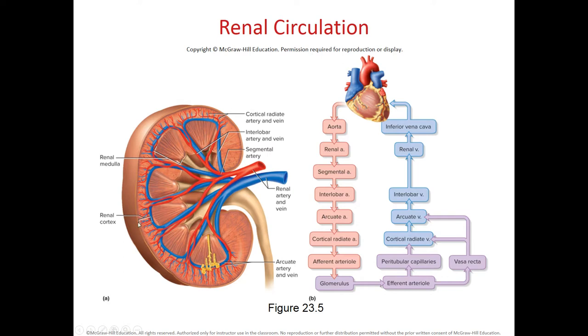And then the afferent arterioles are going to form these capillaries, tuft of capillaries that we will call glomeruli or glomerulus. And then the glomerulus is going to drain the blood into the efferent arteriole. And then the efferent arteriole is going to drain into the peritubular capillaries. And then the peritubular capillaries into the cortical radiate vein. And then the cortical radiate veins, which are these ones in blue, are going to drain into this arcuate vein, which is the one that runs just by the base of the pyramids.